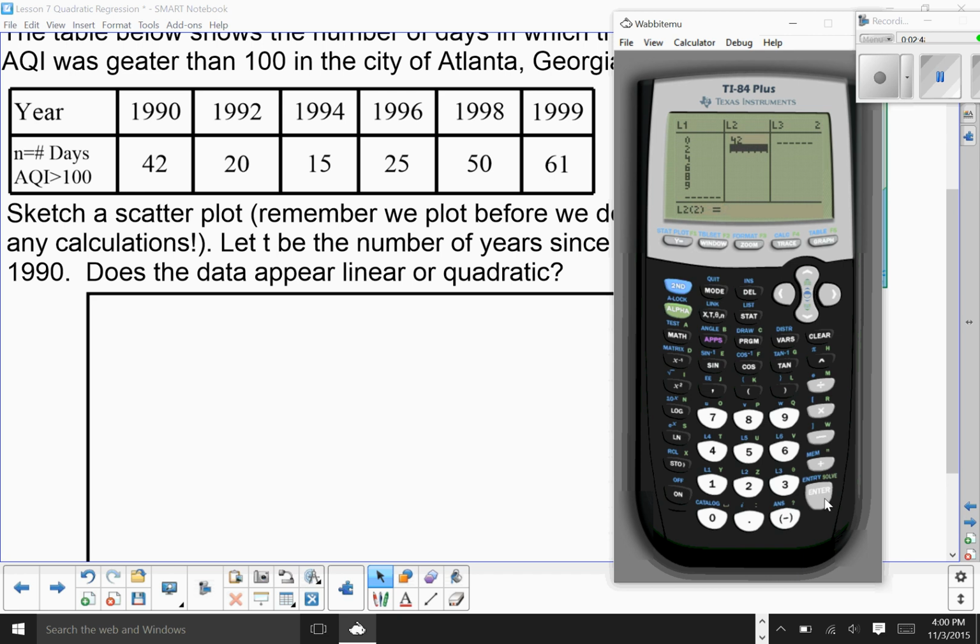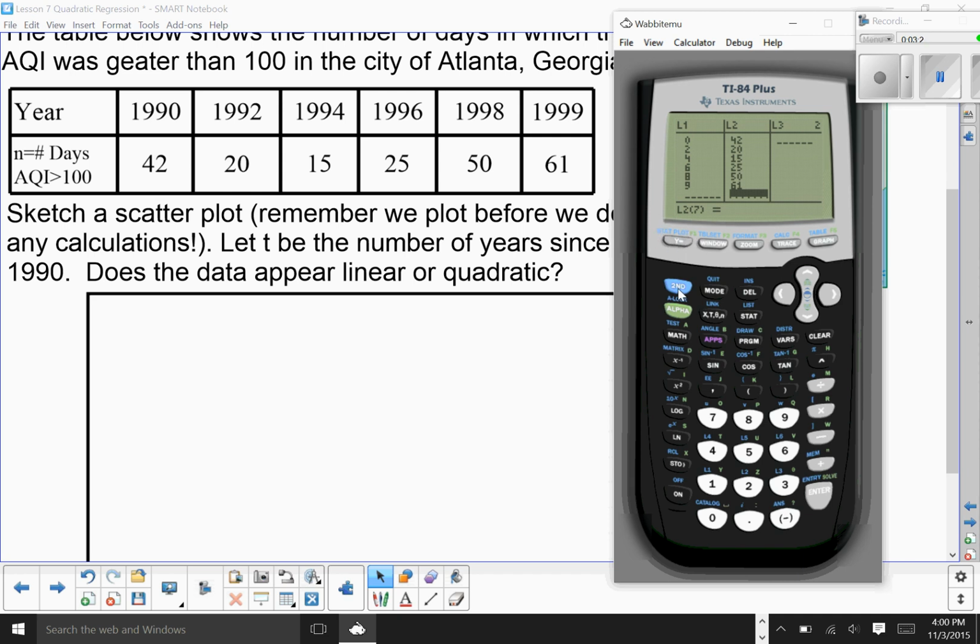Then there were 20 days in 92, and there were 15 days in 94, 25 days in 96, 50 days in 98, and finally in 1999, which is year 9 from our year 0, we had 61. Now I have all my X's and all my Y's. So now I need to go and set up my scatter plot.